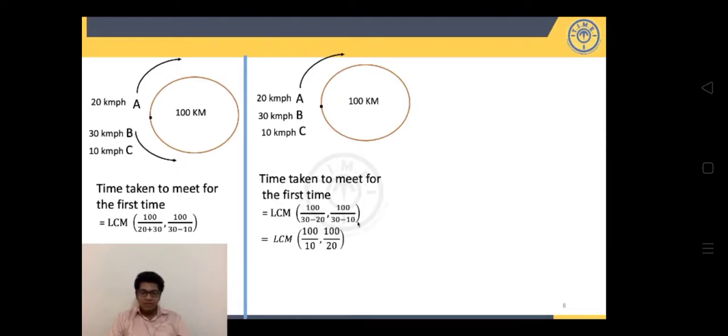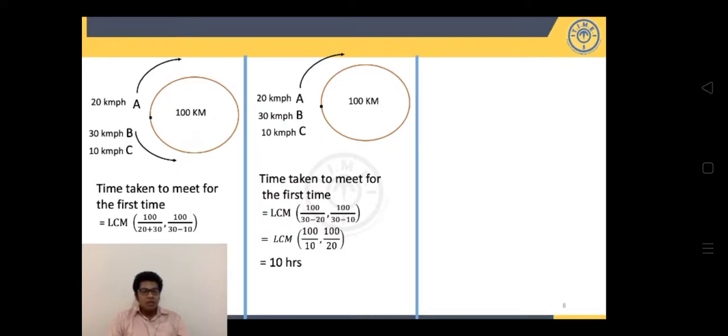So the numerator is the same, 100, it will not affect. Just find the HCF of the differences. Same direction, 30 minus 20, 20 minus 10 or 30 minus 10. So it will still be 10. So 100 divided by 10 will be 10 hours. So the time taken by all three to meet for the first time will still be 10 hours, in the first case and in the second case.